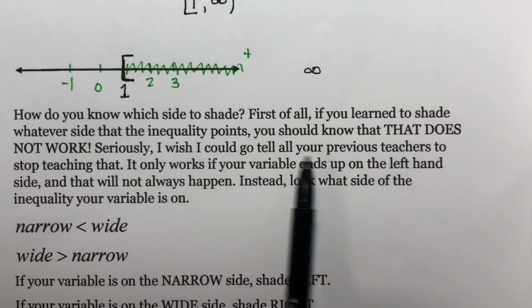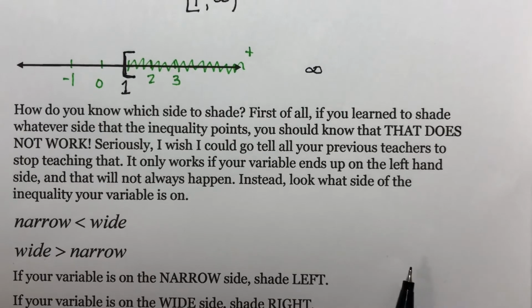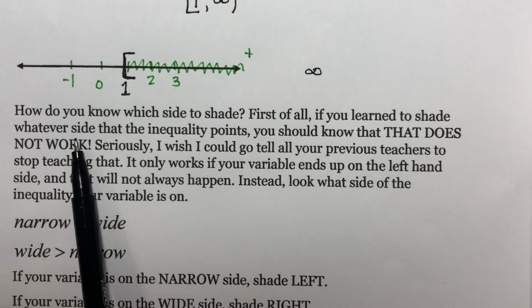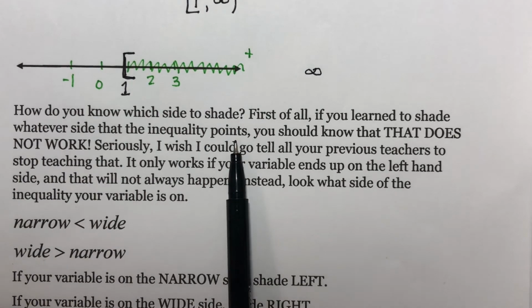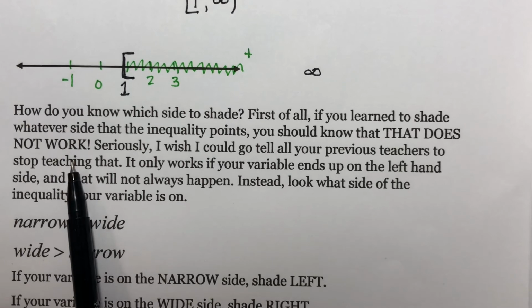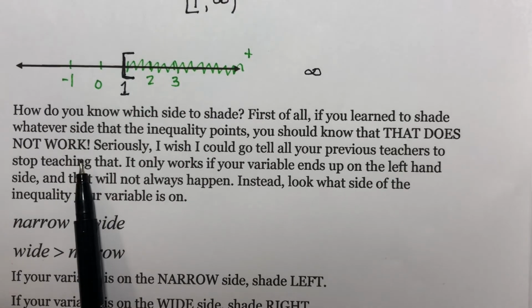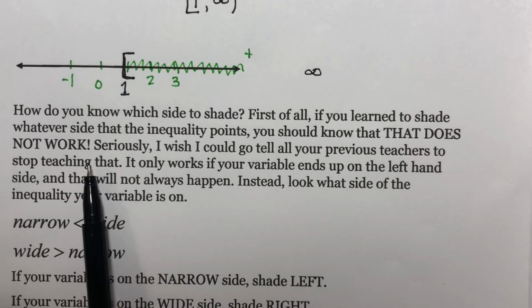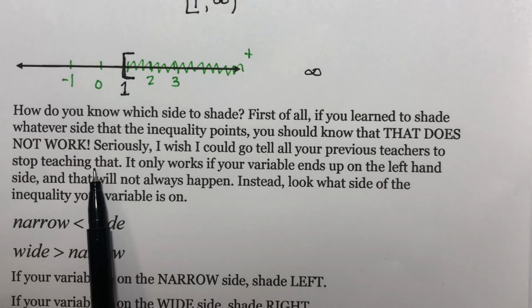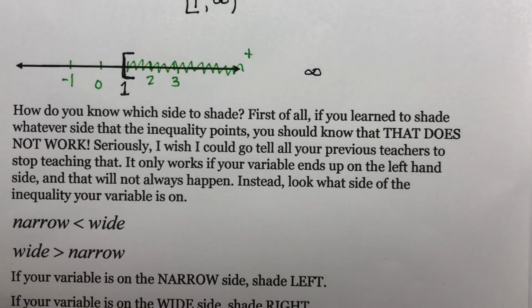A lot of people get very confused. Okay. First of all, if you learned to shade whatever side the inequality points to, you should know that that does not work. It doesn't work all the time. It only works if your variable ends up on the left-hand side, and it will not always end up on the left-hand side. So do not rely on this. Okay? I wish I could go tell all of your previous teachers to stop teaching you that way, because I'm constantly having to unteach it.